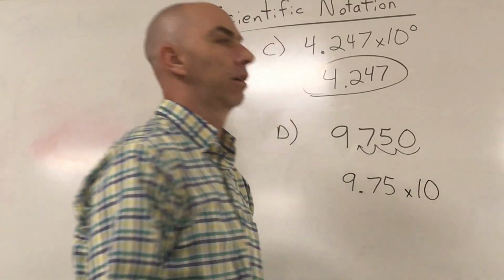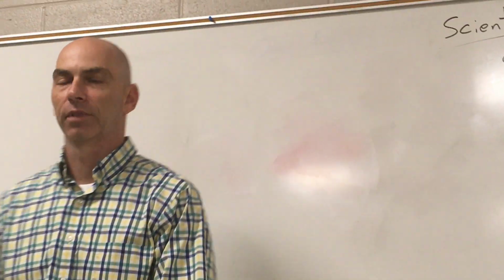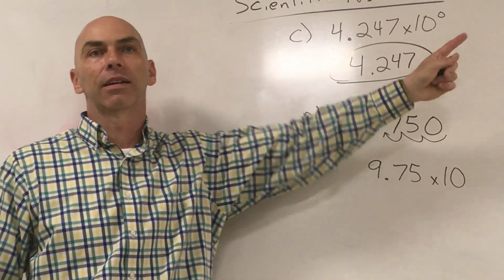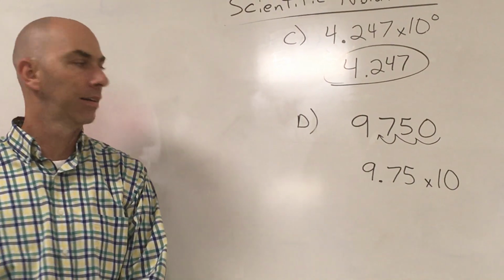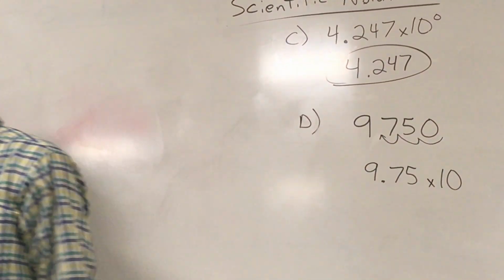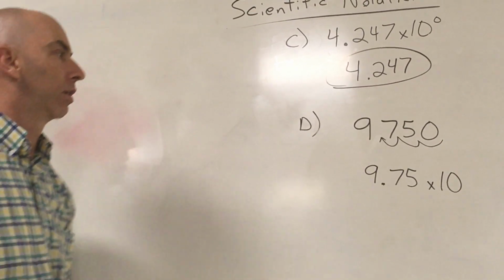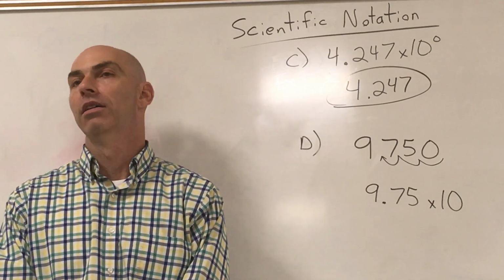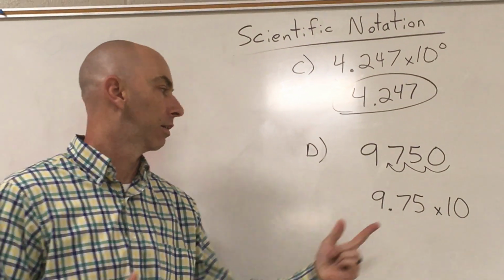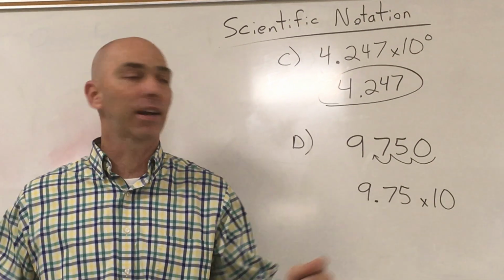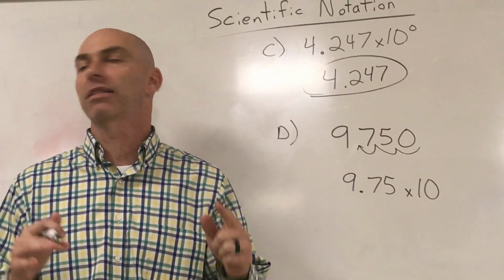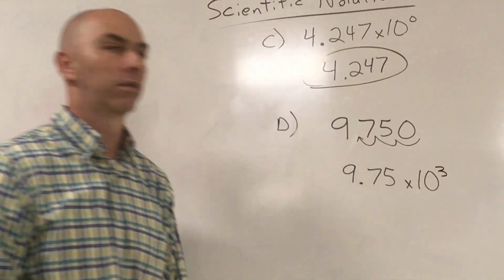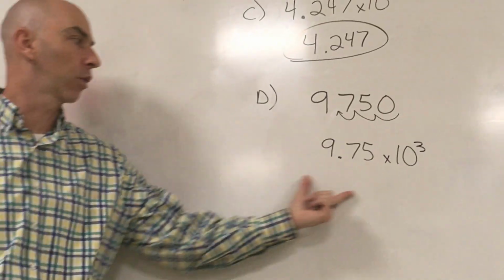Times 10. Here's the question you need to ask yourself. This is what gets confusing. It gets easy when you do one of these. When you say, oh, positive, I go to the right. Negative, I go to the left. But this time I went to the left, but I'll make it positive. Now here's the thing you need to know. Is this number, 9,750, greater than 1? Yes. So if it's greater than 1, make it a positive power. We counting how many places? 3. So there's your power.